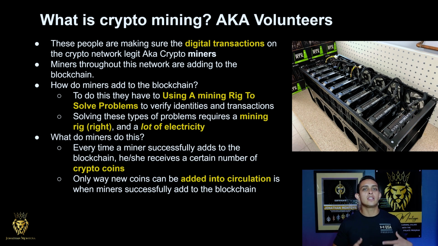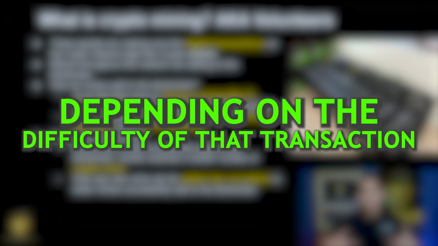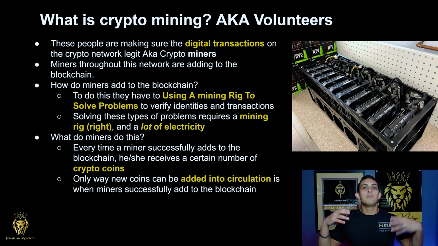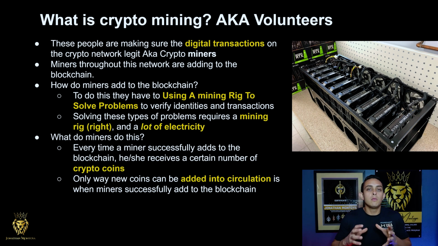Now, what do miners actually get from doing this, right? Why do they actually want to do this? Every time a miner successfully adds to the blockchain, he or she receives a certain number of crypto coins, right? Depending on the difficulty of that transaction, okay? So let's just say Bitcoin, that's obviously growing, there are a lot more transactions going on, so Bitcoin needs a lot more power. If you're brand new to crypto mining and you wanted to get into it, you would need a very big computer. Whereas with a cryptocurrency that's just starting out, you don't need as much power because it's just starting out and you don't need as much mining power.